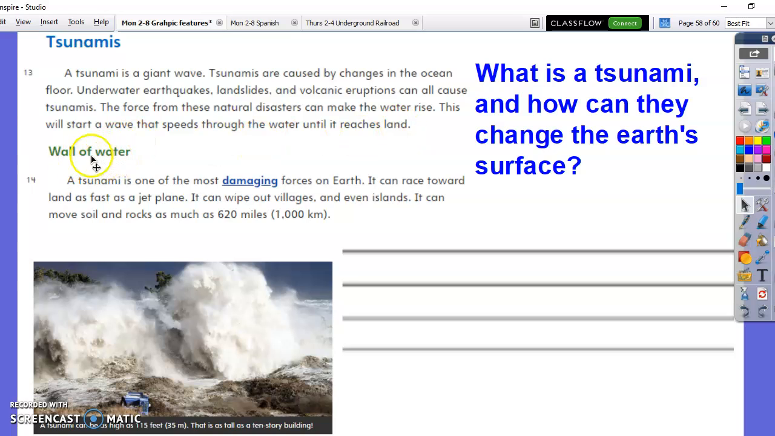Wall of water. A tsunami is one of the most damaging forces on Earth. It can race toward land as fast as a jet plane. It can wipe out villages and even islands. It can move soil and rocks as much as 620 miles. What is a tsunami, and how can they change the Earth's surface?